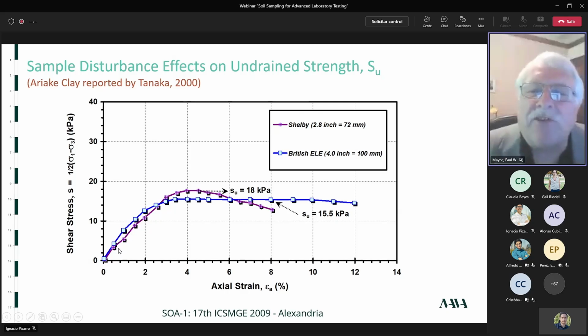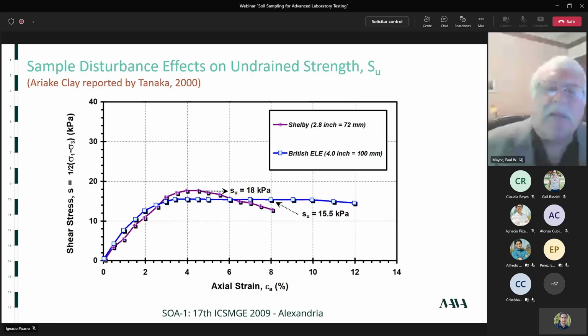Here we have a Shelby tube sample and an ELE. And you can see they both give fairly similar results. They're showing the Shelby is giving an undrained shear strength of 18 kPa at peak, and the ELE is giving a slightly lower 15.5 kilopascal. And you see the stress strain curves are very similar too.